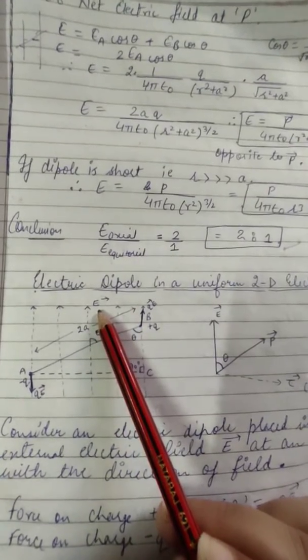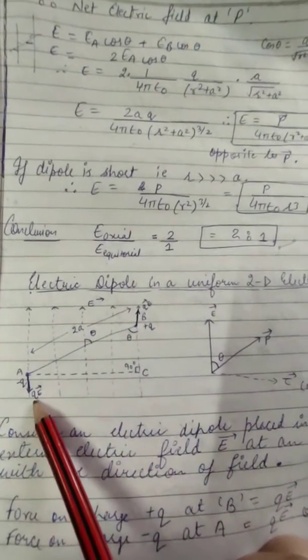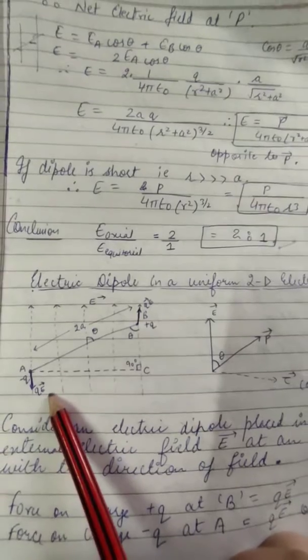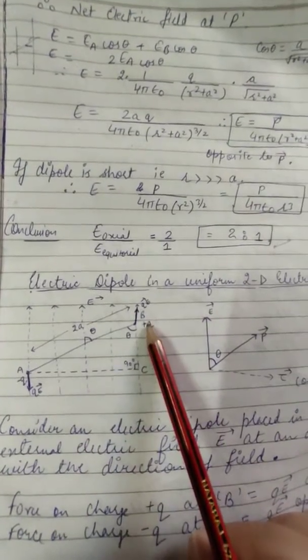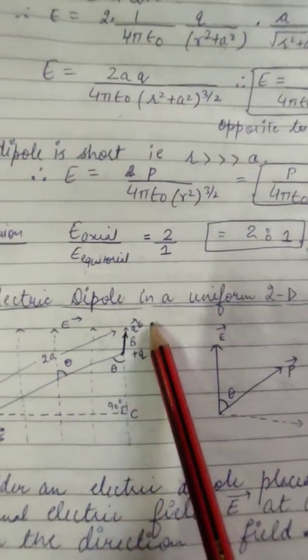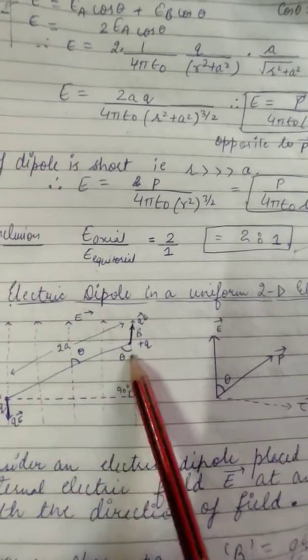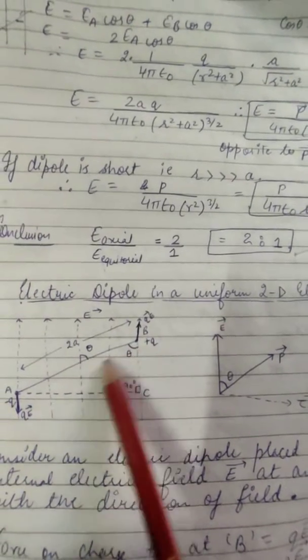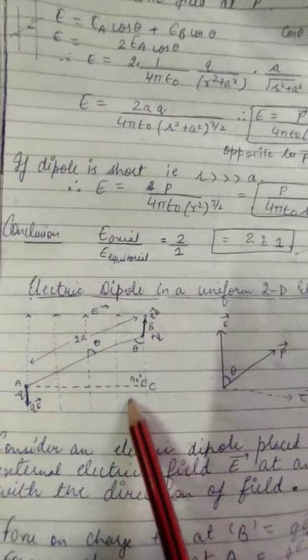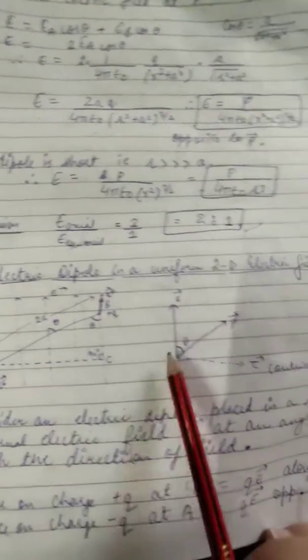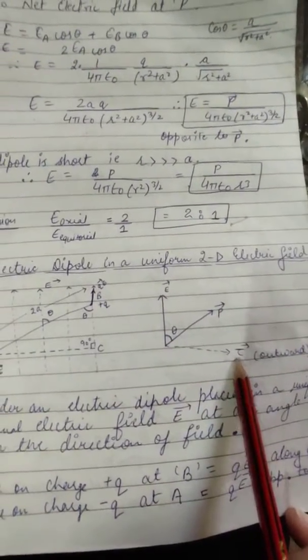This is represented for the electric field. The force here will be minus qE. Here on the positive charge, the force will be qE. It is making angle theta, so due to the mathematical term, these two angles will be equal, that is theta. This angle will be 90 degrees. Now you can get the thing.